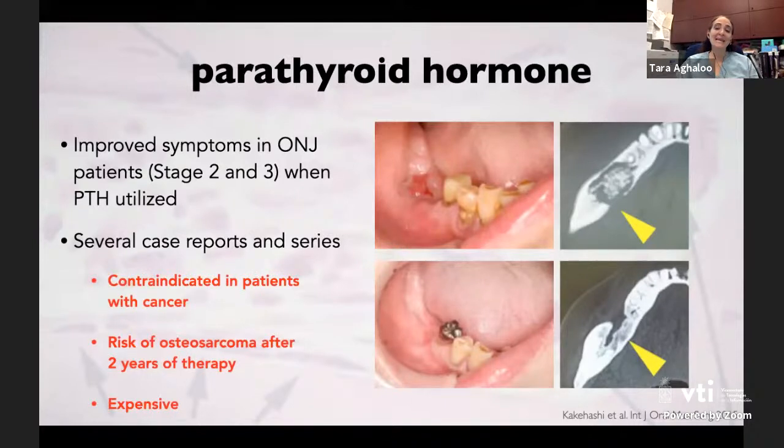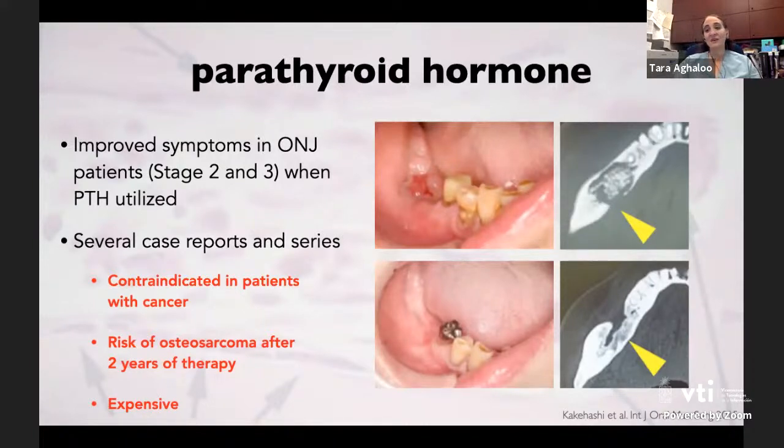But the problem with PTH, or parathyroid hormone, is that it's contraindicated in cancer patients. So it really only can be used in osteoporosis patients. There's also a risk of osteosarcoma after 2 years of therapy, which is why even for patients with osteoporosis, the parathyroid hormone treatment time is limited to 2 years. Now, there haven't been any cases of osteosarcoma in patients since it's been approved. Parathyroid hormone has been an FDA-approved osteoporosis treatment since 2002. So it's been almost 20 years that it's been used, and there haven't been any cases of osteosarcoma reported. However, it's been limited to 2 years of therapy.